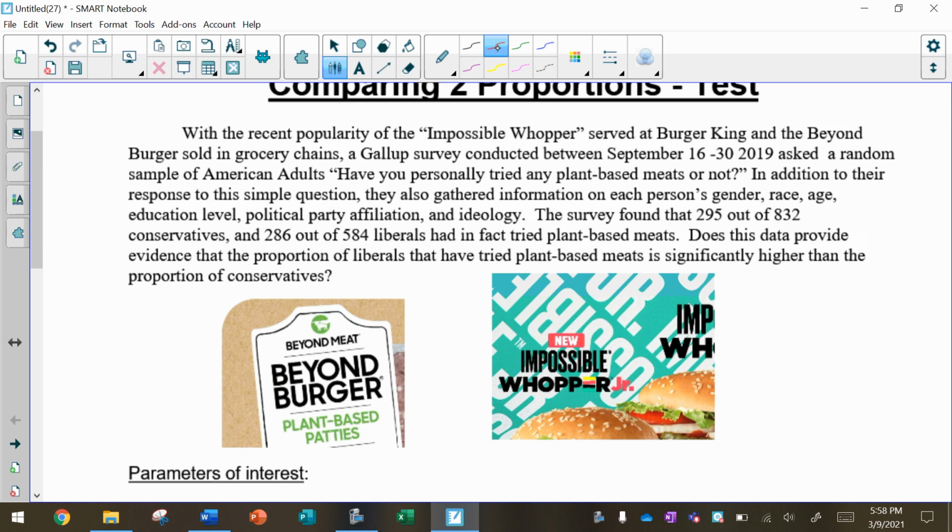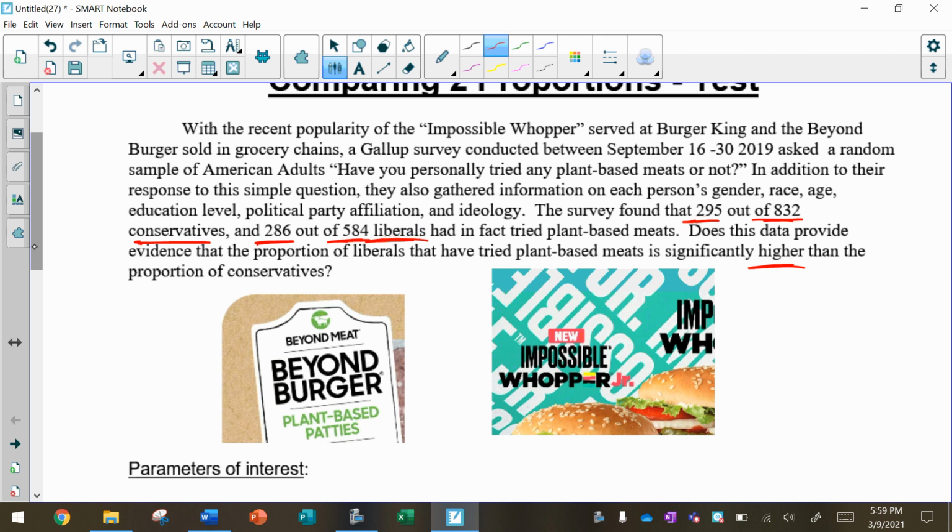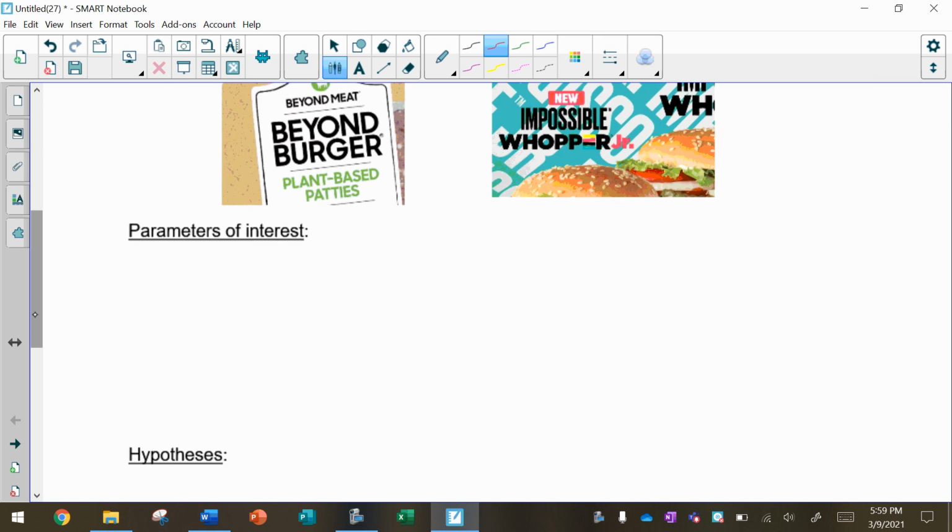The survey found that 295 out of 832 conservatives, people who identify themselves as conservative, and 286 out of 584 liberals had in fact tried plant-based meats. Does this data provide evidence that the proportion of liberals that have tried plant-based meats is significantly higher than the proportion of conservatives? So step one, just like we do with the one proportion Z test, is to identify our parameters of interest. What we're looking at here is the proportion of liberals and the proportion of conservatives that have tried plant-based meats.